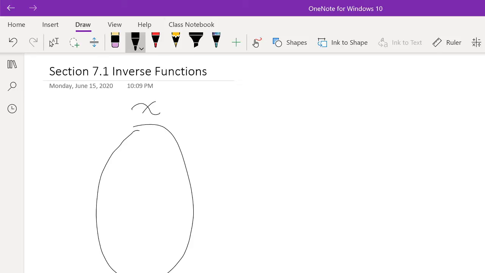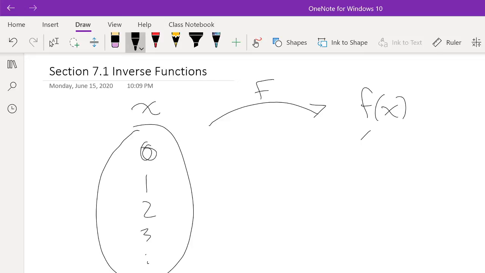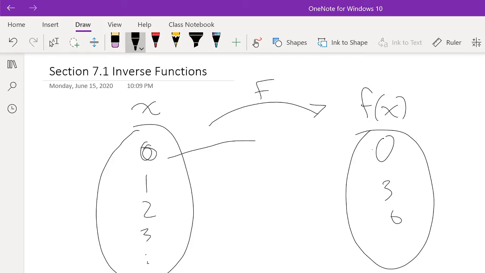The domain D is made up of our input variables called x. So we have 0, 1, 2, 3, etc. Maybe it's finite, maybe it's infinite. Those are just some sample values in the domain. Then there's some function f that performs some operation on the input x, and the output is our function f of x. Say these get mapped to 0, 3, 6, and there may be infinite other values here.